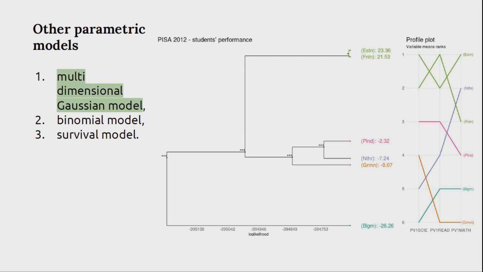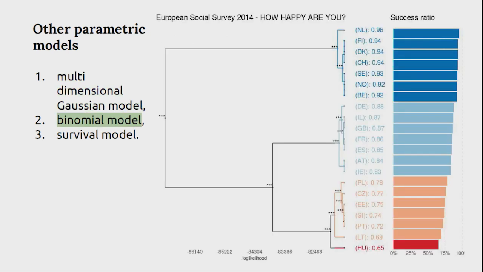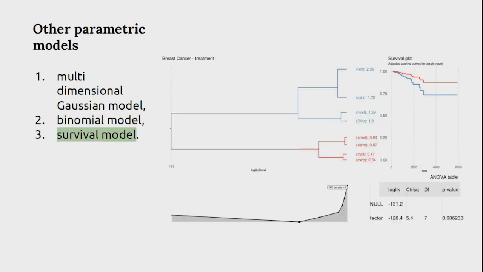And we are not limited only to the single Gaussian case. We also have the multi-dimensional Gaussian case. And as you may see in this plot, you may also force the factorMerger tree not to space your nodes, which will give you the information what the effect would be on a given group. Also, we have a binomial model with success ratio as a response panel, and a survival model with survival plot.